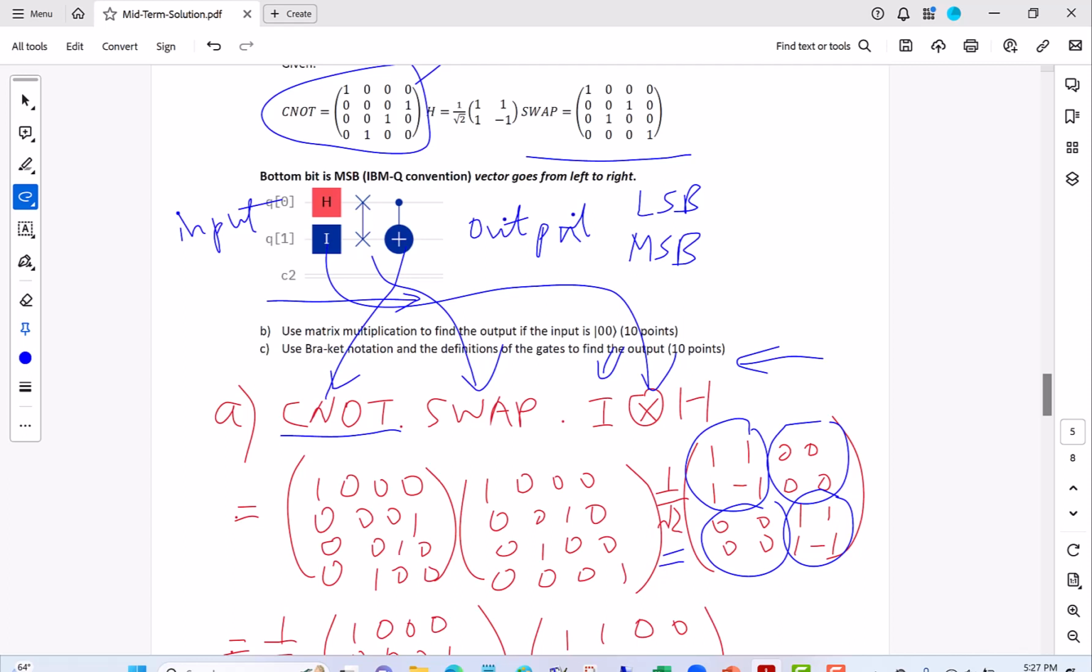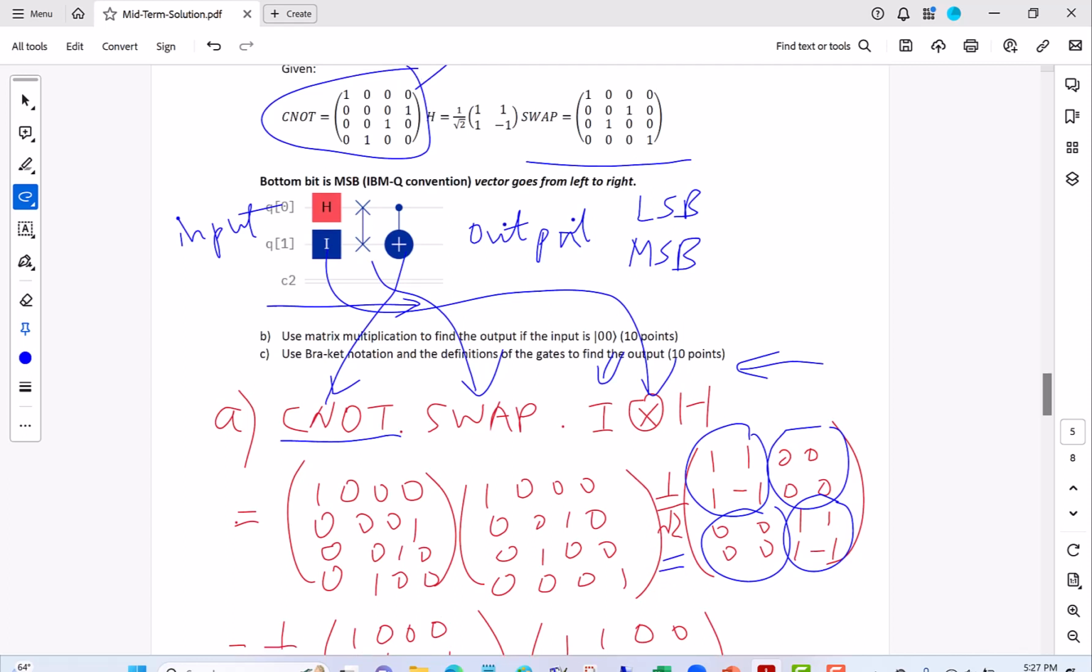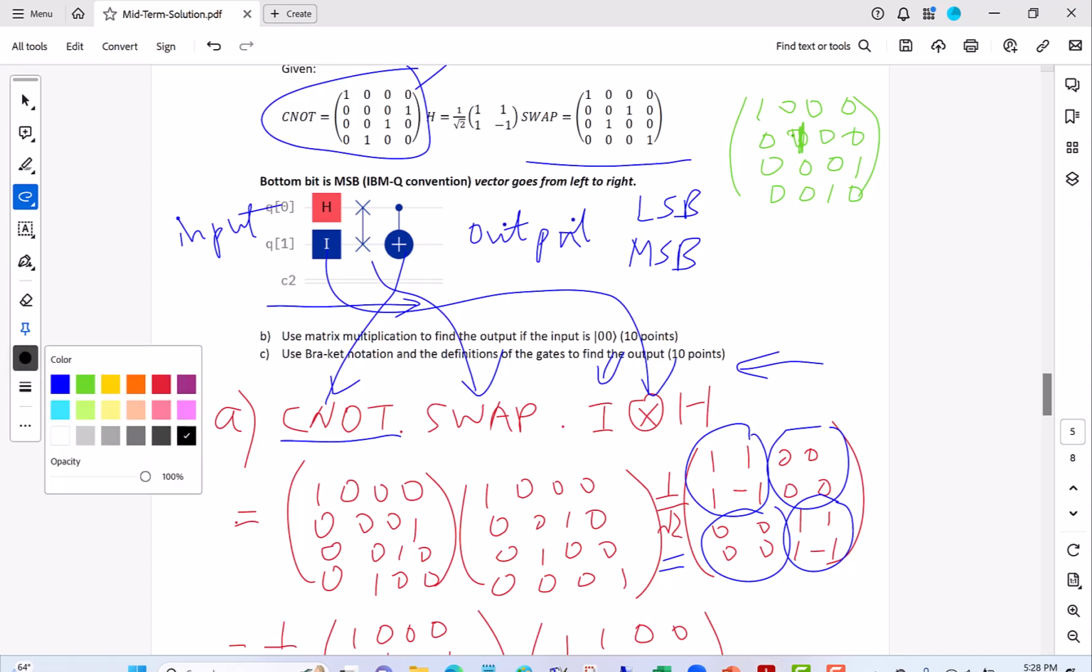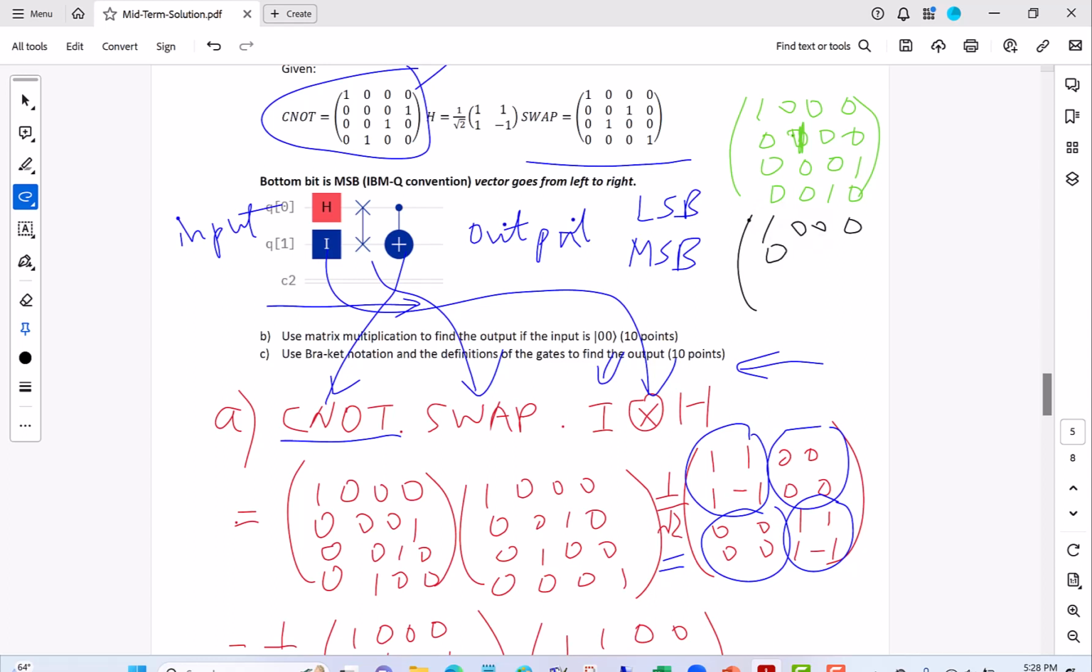Now, how about the C0 gate? Can someone tell me? Someone was asking in the exam, isn't the C0 gate this one? Oh, you cannot see it. Okay, sorry. There's some problem. So I write it here. 1 0 0 0, 0 1 0 0, 0 0 0 1, 0 0 1 0.